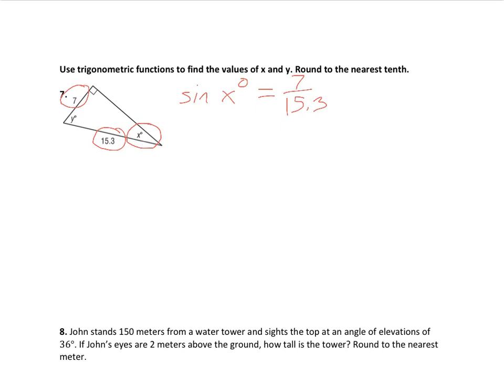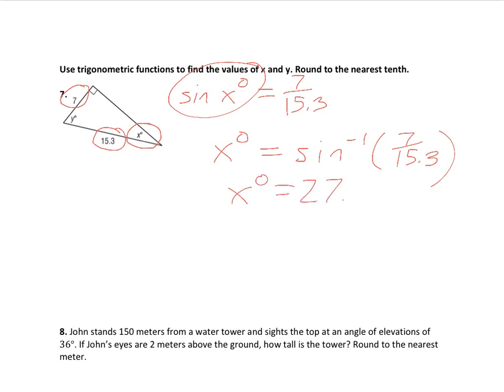When you are solving for an angle, you need to use inverse trig, so either inverse sine, inverse cosine, or inverse tangent. So I take the inverse sine of both sides, and I'm going to do one less step than last time. I take the inverse sine of that, and the sine just goes away. I also have to take the inverse sine of this side. Second sine, 7 divided by 15.3, and I get that x is 27.2 degrees.